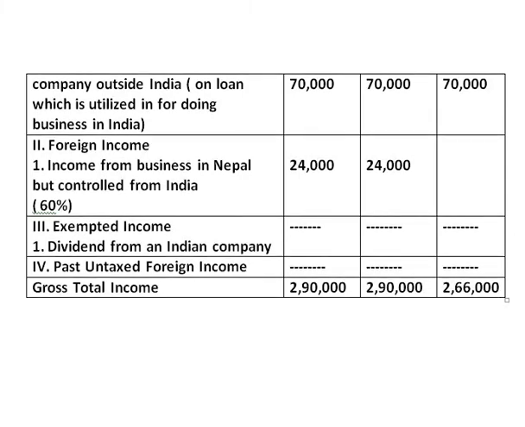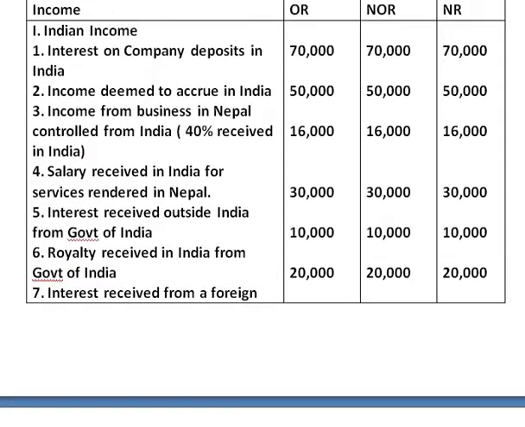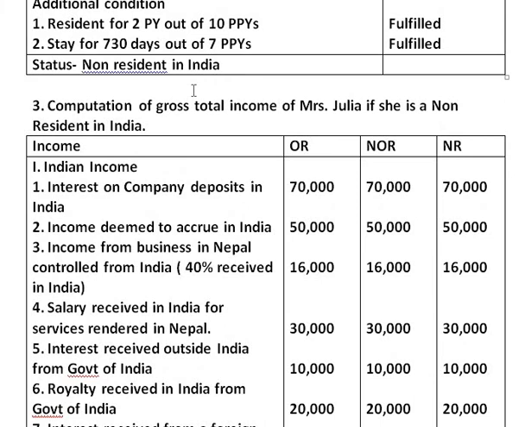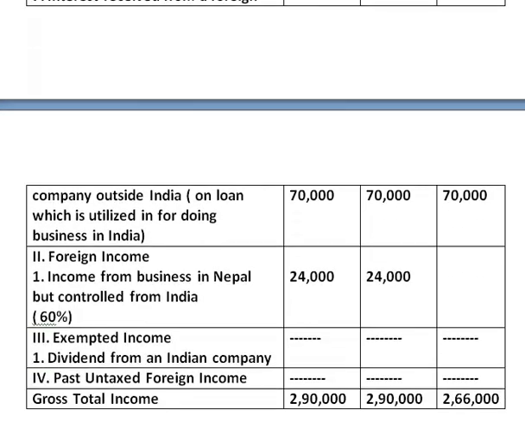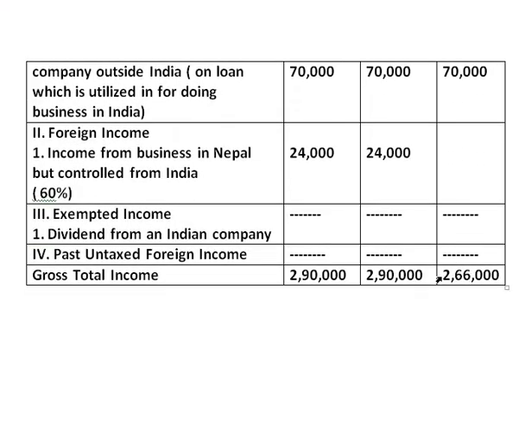The question that is asked to us is computation of gross total income of Mrs. Julia if she is a non-resident in India. So we have to check the gross total income of the last column, which is non-resident. So gross total income of Mrs. Julia if she is non-resident comes to 2,66,000.